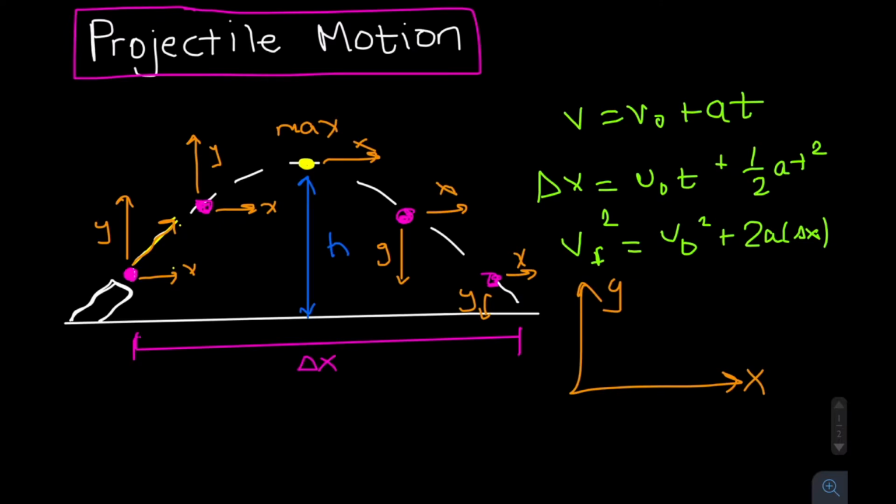Okay, so I think we can see a pattern here, right? Everywhere we see the x component is always constant, like it's never changing. The y is changing, right? Y is increasing at the start, at the max it's 0, and at the bottom it's decreasing, or in another case it's going in the negative direction. If we consider up to be positive and down to be negative, then we can see that it's going in the negative direction when it's decreasing.